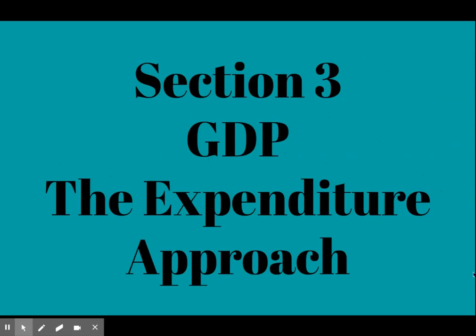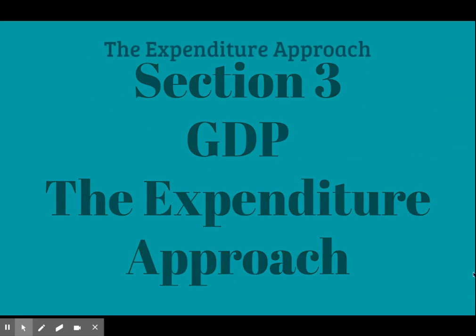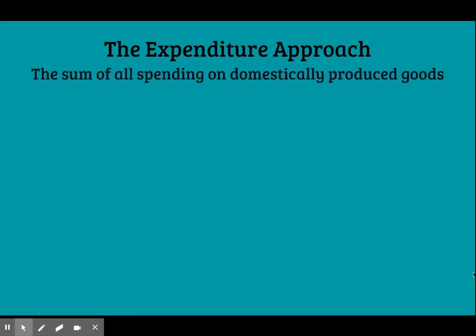Welcome to Section 3, the expenditure approach to calculating GDP. Another way to calculate GDP is by adding up aggregate spending. Aggregate means all together. So we add up aggregate spending on all domestically produced final goods and services. That is, GDP can be measured by the flow of funds into firms.